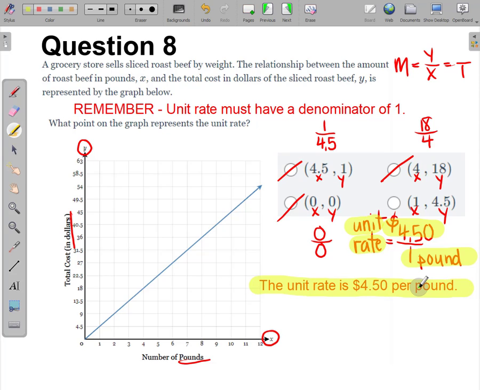So the ordered pair that would work would be this one way over here. Oh, actually it's this one right here, so I can just highlight that one right there. There you go, 1 to the right, up 4.5.